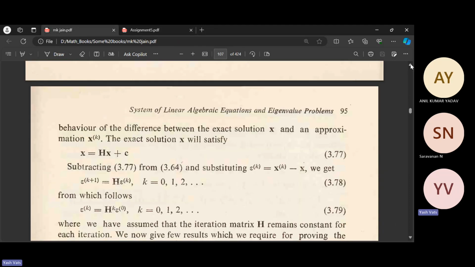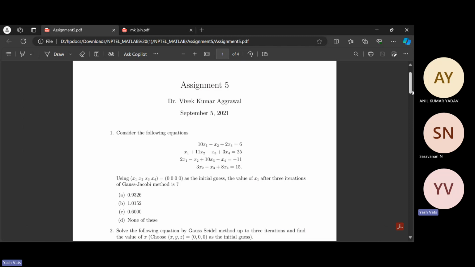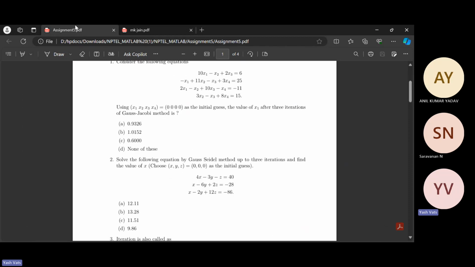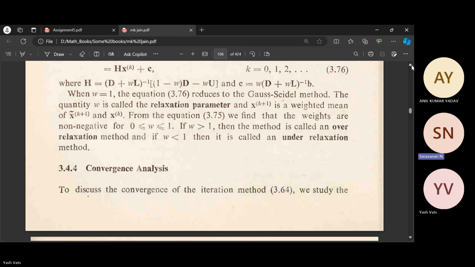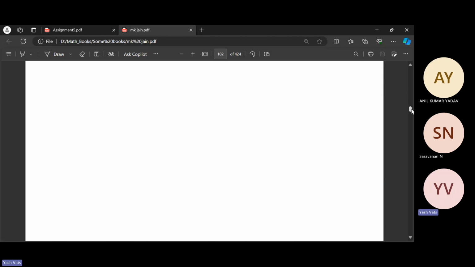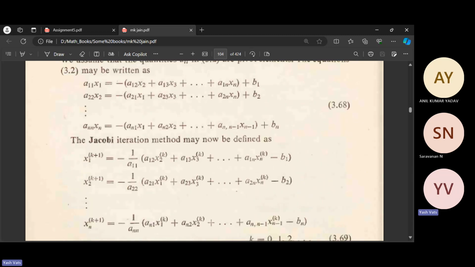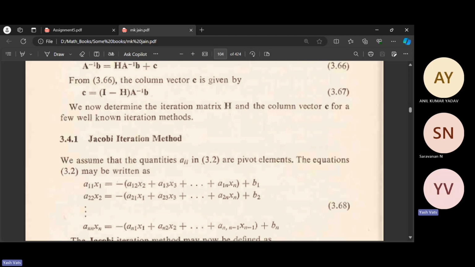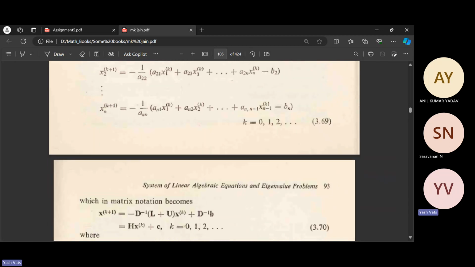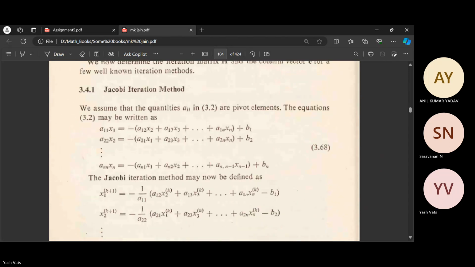Okay. So the first question is based on the Gauss-Jacobi method. You know this method, right? Or should I recall it first? This is the book you are following? Yes, I have downloaded it. Okay, so this is page number 92. This is the Jacobi iteration method. Okay, I will write something there.